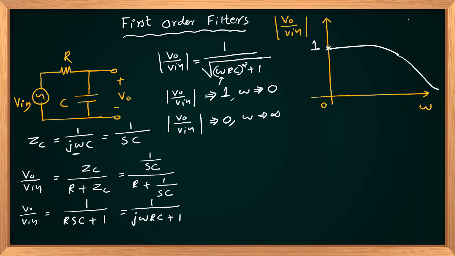The ideal response of a low pass filter will look like this. This is voltage gain magnitude, and the x-axis is omega. And this point is called the upper cutoff frequency, or omega h. A low pass filter will have an upper cutoff frequency. So it's a low pass filter. It will have an upper cutoff frequency. The bandwidth of a low pass first order filter can be identified easily, and that is same as the upper cutoff frequency omega h of my filter.